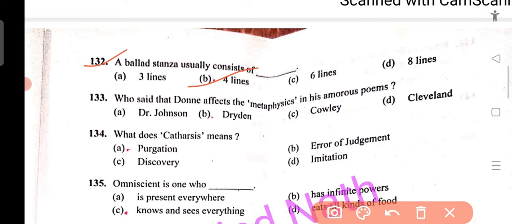Now the question number 133. Who said that there are Donne's effects of metaphysics in his amorous poems? So its answer will be B, Dryden. Now the question number 134. What does catharsis mean? So its answer will be option number A.